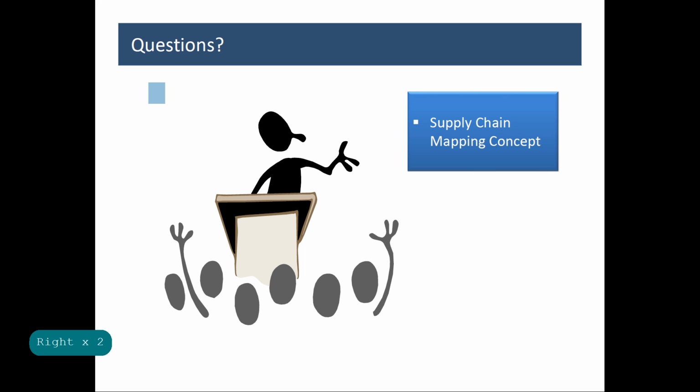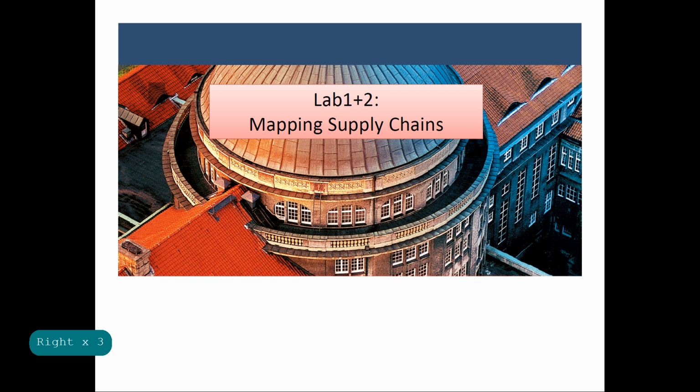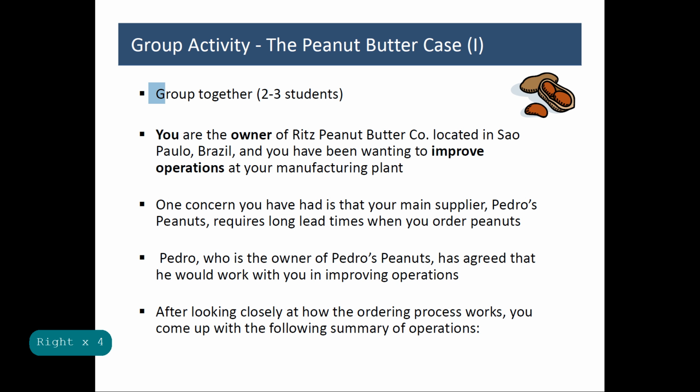If you have any questions about this, then please post them in the forum of session 1. We will collect all the questions there with respect to supply chain mapping, and I give you an outlook on what we will be doing together in the lab sessions. You will be experiencing the mapping of supply chains, and this will be a group activity, so I will group you in the Zoom meeting in groups together. Let's see, 2 to 3 students should be enough.